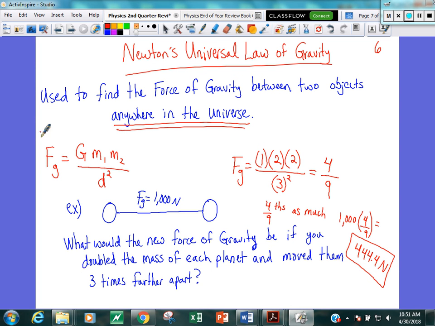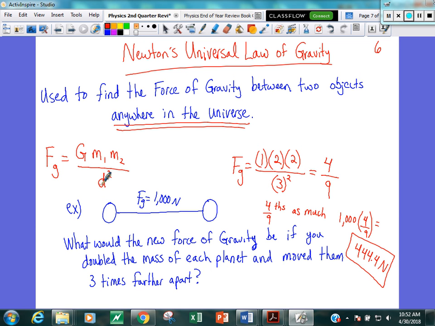Well, I hope that you would write down this equation. Okay? And then let's see how each variable is changing. Is big G going to change? No, that's a constant, so I put a 1 in right there. How is M1 going to change? Well, I said we were going to double the mass, so I'm going to put a 2 in there for M1. The second planet, M2, you're also doubling its mass because you were doubling each of the objects, so I'm going to put a 2 in there.